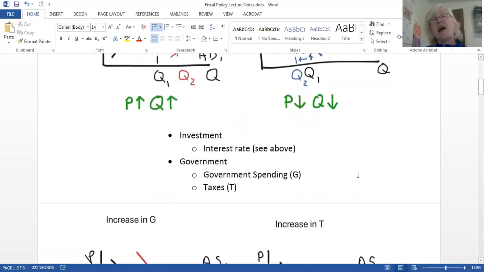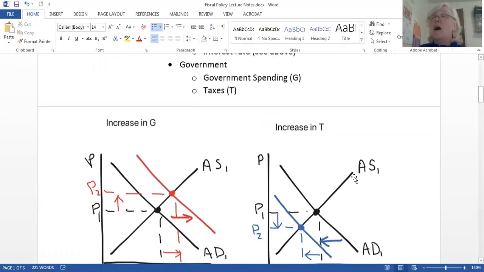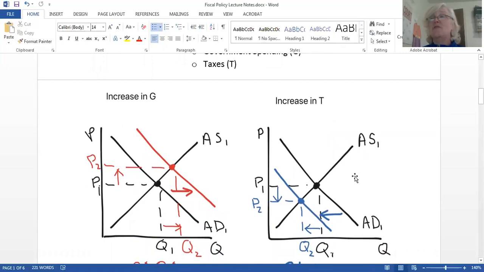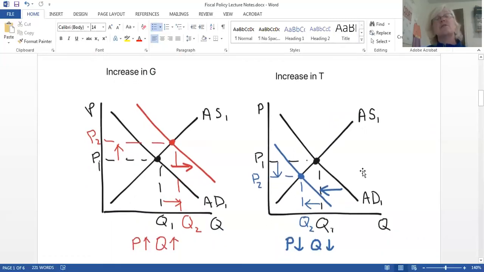Another part of aggregate demand, another demand shifter, actually two demand shifters, have to do with government, that other agent that is buying up our GDP, the government. And the way that government shifts the aggregate demand curve, this is actually fiscal policy, and you'll see this in just a little bit. So this is a preview of what's coming, right?